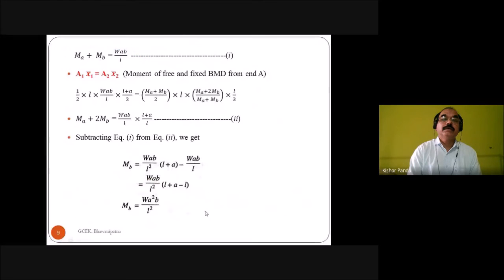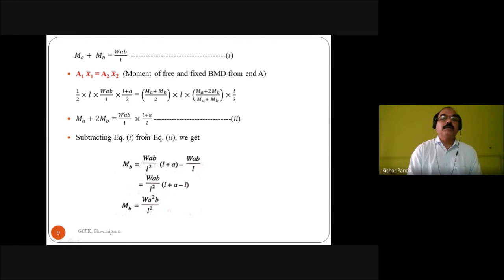Here, this is the area, MA plus MB by 2 into L. Then what is the centroidal distance? MA plus 2MB divided by MA plus MB into L by 3. So this is your centroidal distance. So A1, this is x1 bar, and this is A2, and this is x2 bar. After simplifying this, this is the second equation. The first equation is MA plus MB is equal to WAB by L. Then the second equation, MA plus 2MB is equal to WAB by L plus A by L.